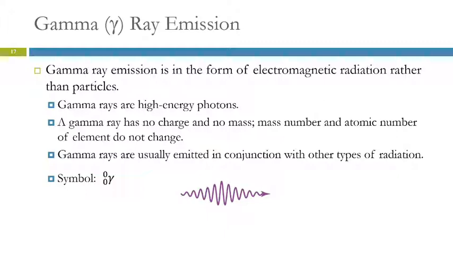The gamma ray has no charge, no mass, and so when a gamma ray is emitted, the mass number and the atomic number of the element do not change. We usually see gamma rays emitted along with another type of radiation. So the symbol for a gamma ray is the letter gamma and 0 0, because its mass and atomic number are 0.